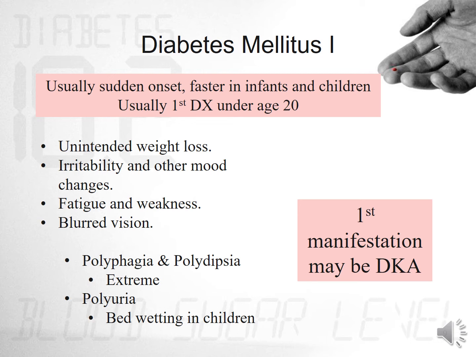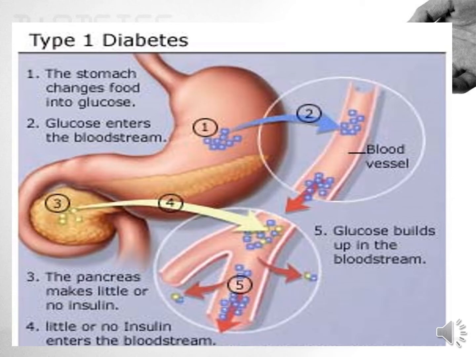Some signs and symptoms are unintentional weight loss, irritability and other mood changes, fatigue and weakness, blurred vision, as well as polyphagia, polydipsia, that can be extreme, and polyuria, resulting in bedwetting in children. This is a graphic that shows how it happens in type 1 diabetes, how the glucose is overwhelming in the blood because there is no insulin to carry it to the cells.